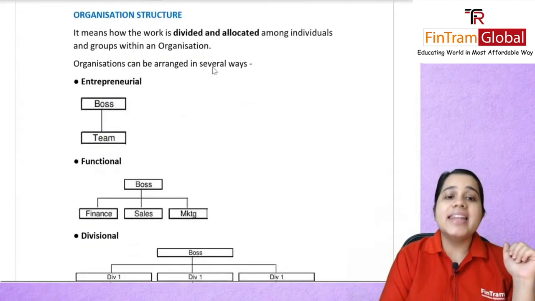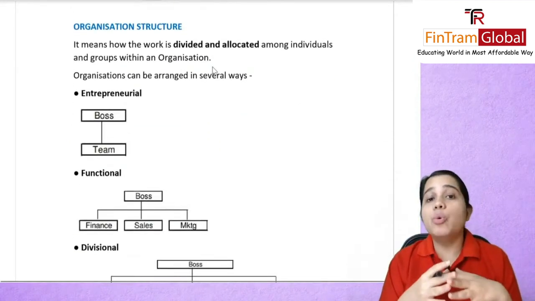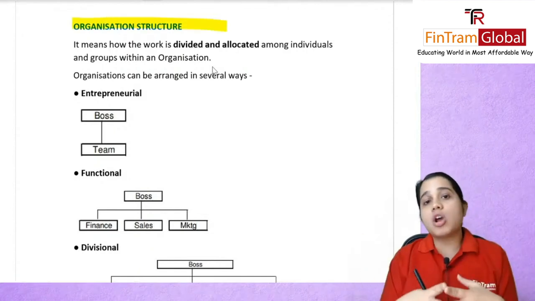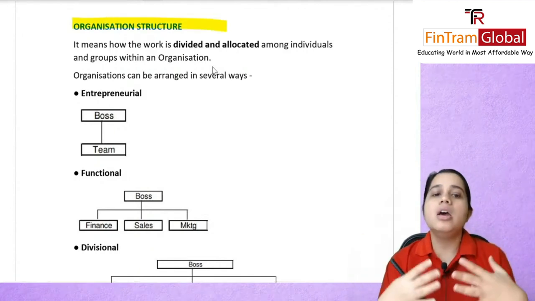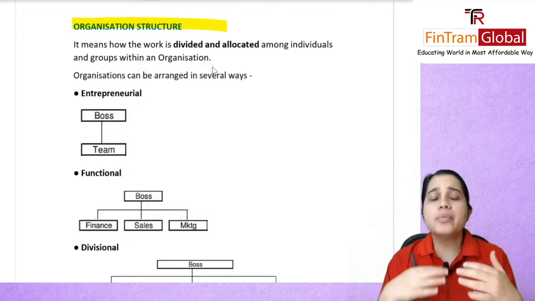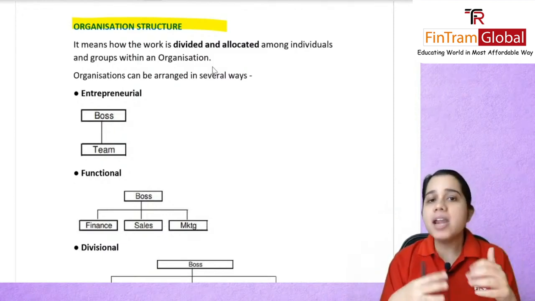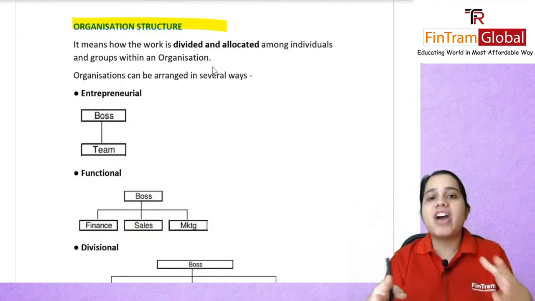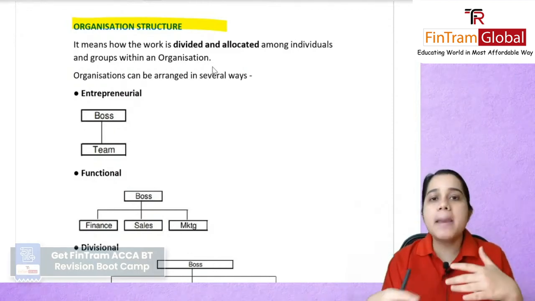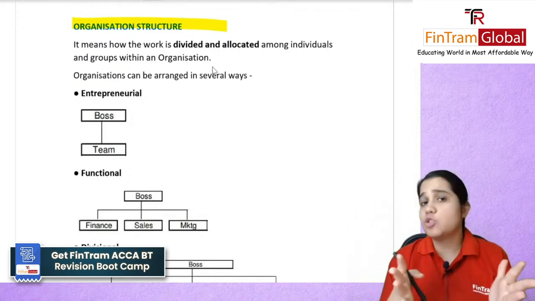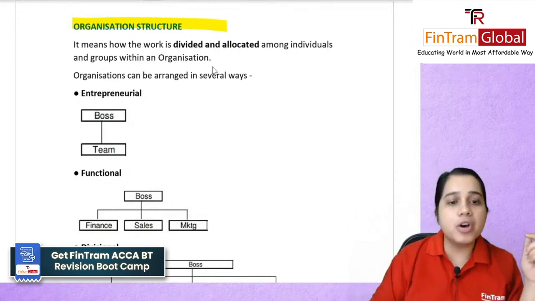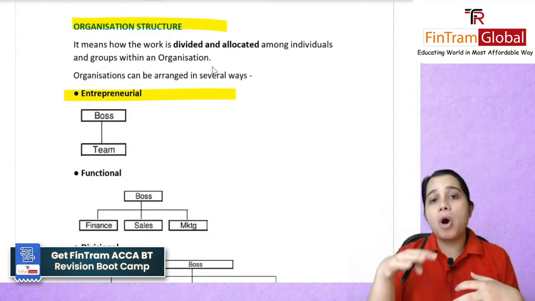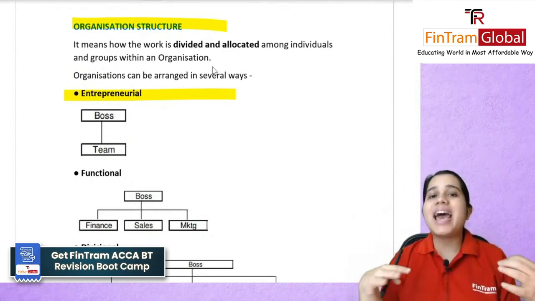All right. Next, we had covered organization structure. Organization structure was wherein we learned about different sorts of structure. We had seen so many types of structure, and why do you have these structures? So that you can easily divide and allocate work between your employees. So you can have various sorts of structure. For example, the first one is your entrepreneurial structure, wherein you are the boss and you have people working directly under you.